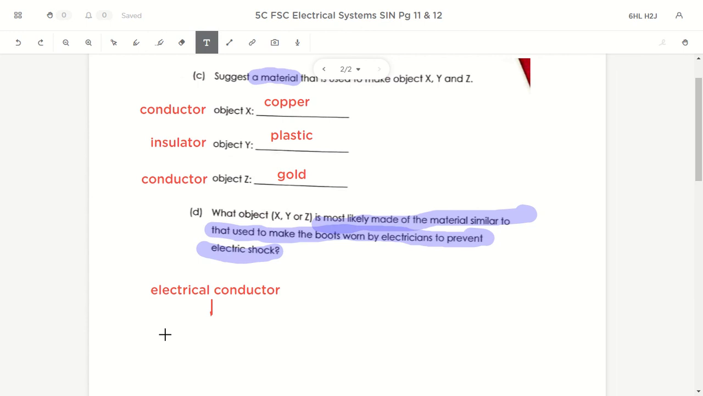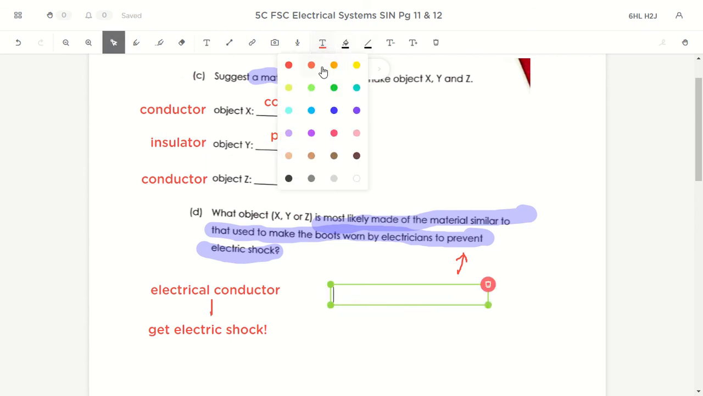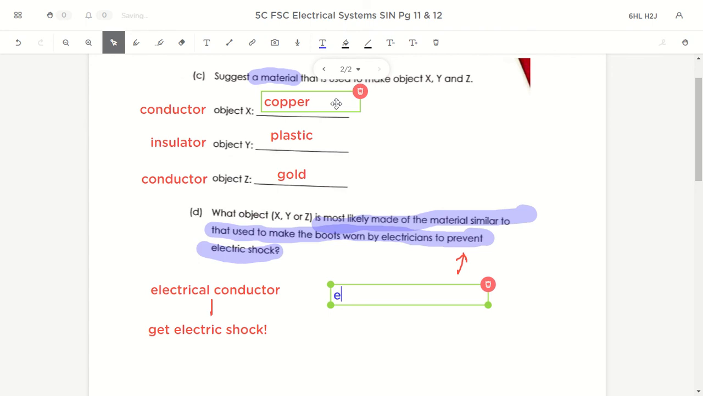Okay, let's write this down. I will get electric shock because the material allows electricity to flow from the wires to me. That's why I get electric shock, which I don't want. So I want to prevent myself from getting electric shock. I should wear a material that is an electrical insulator.